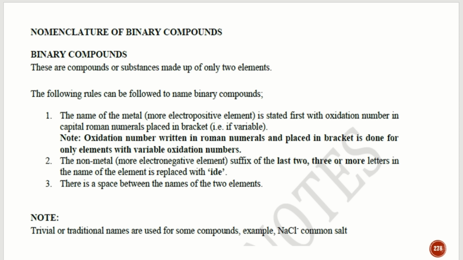Then when you are done, the next part is the non-metal. You name the non-metal part. You identify either 2 or 3 or more letters from the suffix, and you replace it with the word IDE. Now between the names, that is the cation name and the anion name, you leave a space. So let's take some examples.